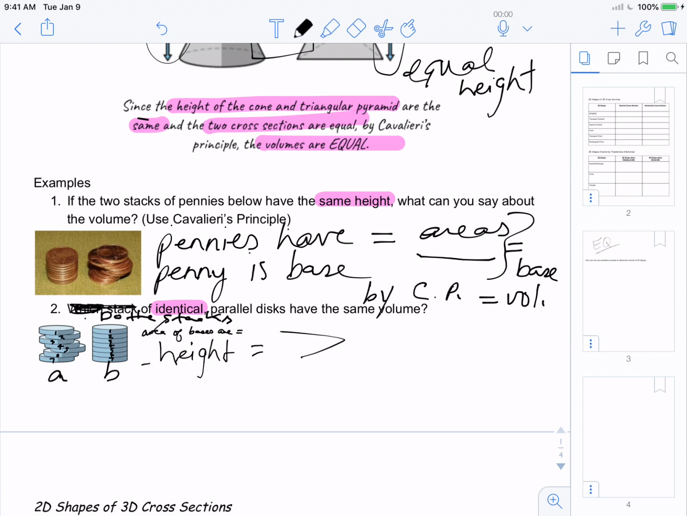Therefore, by Cavalieri's principle, volumes are equal. So this just tells us whether an object is slanted. Sometimes you have a slanted cylinder. As long as the height is the same and the area of the base is the same, you're going to use the same formula because the volumes are going to be equal.